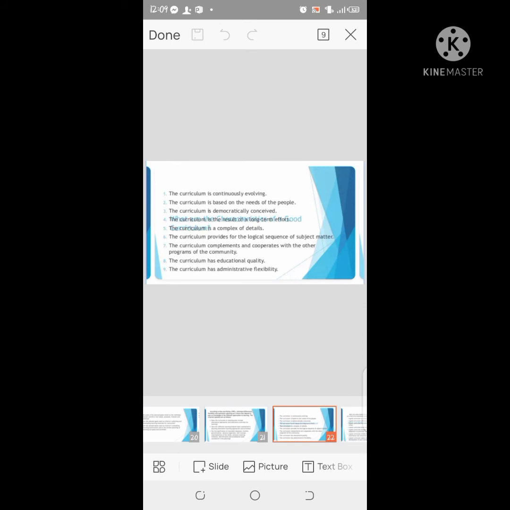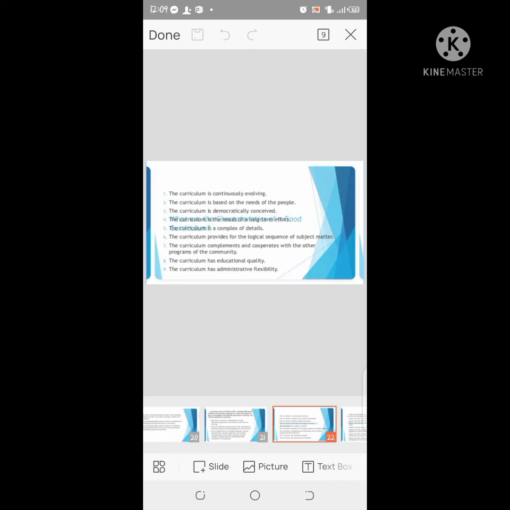Then we have the curriculum is the result of a long-term effort. Of course, it is true. And then the curriculum is a complex of details. Of course, a curriculum does not focus on a single subject, but consists of a lot of details. So next we have the curriculum provides for a logical sequence of subject matter. The curriculum provides a sequence of subject matter, a chronological order of the subjects or content to be taught at a certain time each day. So the next day, what will be taught next.